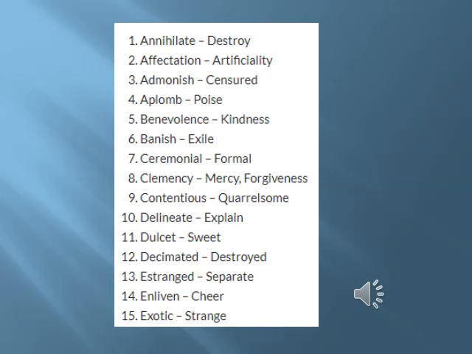Benevolence, kindness. Banish, exile. Ceremonial, formal. Clemency, very important word. Mercy, forgiveness. Contentious, quarrelsome. Delineate, explain. Dulcet, sweet, soothing. Decimated, destroyed. Estranged, separated. No longer friendly, so alienated, separated. Enliven, cheer. Exotic, strange.